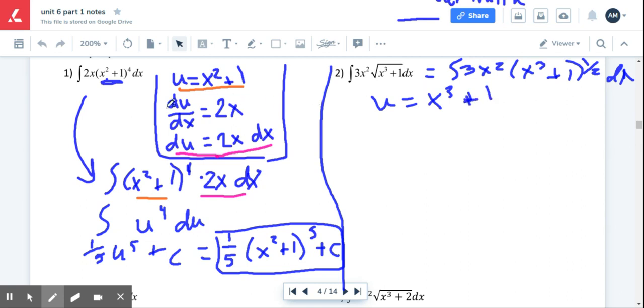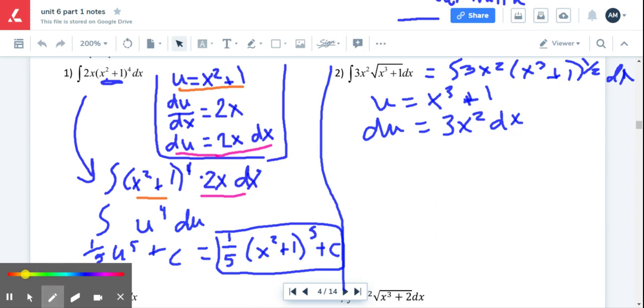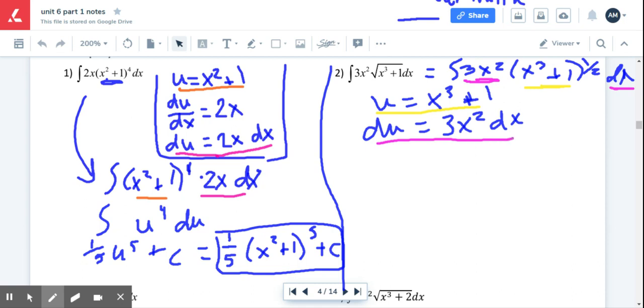This secondary step right here, I tend to skip just to save myself some writing. You just have to remember that du equals 3x squared dx, so taking the derivative of both sides of this function. Now I'm all set to do my substitution. Just to make things clear again, this piece right here is u, and this piece, 3x squared dx, is du.